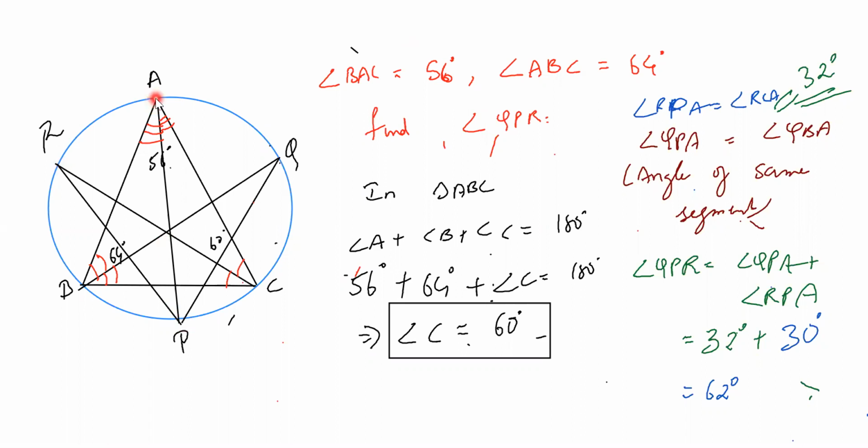RPA, correct? And RCA. See, this is the same segment here, RA. One is RCA and RPA, the same segment is this one. Okay, and what about this, QPA and QBA? This is the same segment here. These are my same segment.